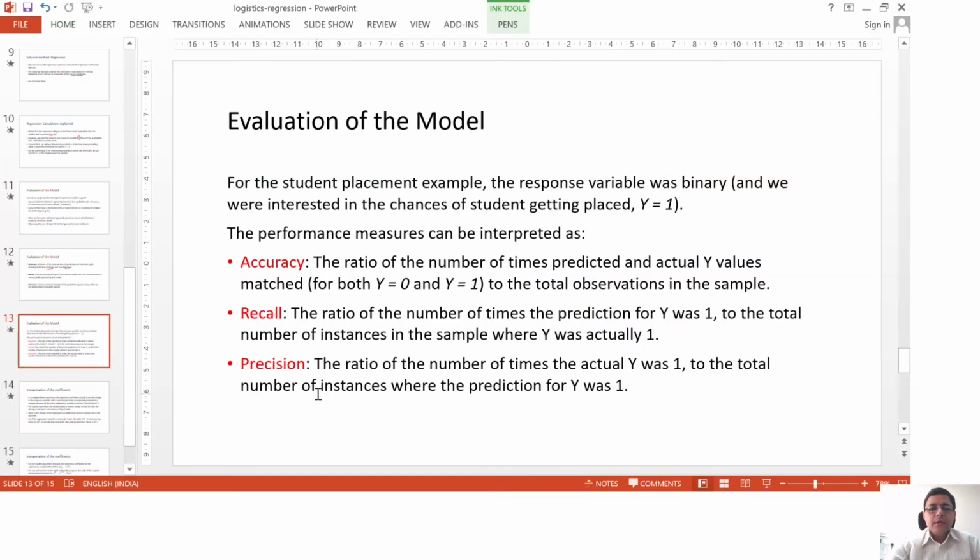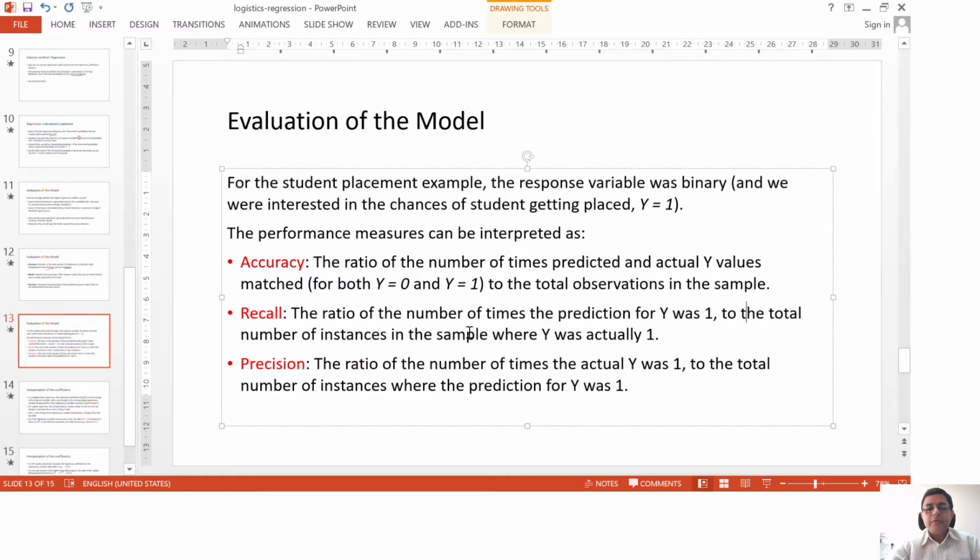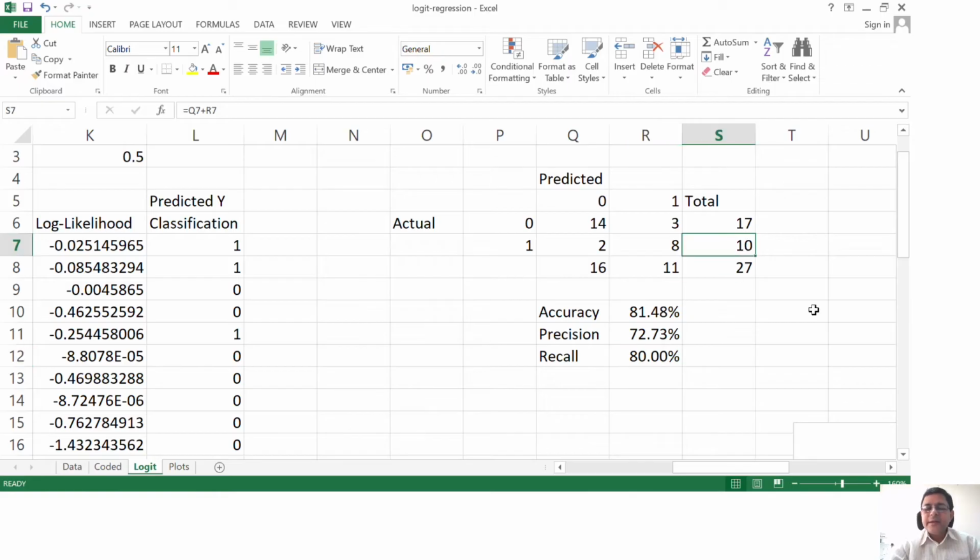What was recall? First of all, let us get the denominator. It is the total number of instances where the sample value actually said y is observed to be 1. So where am I looking? I am looking at this value. 10 times in the data, y was actually 1. How many times was I able to recall that? 8 times my prediction was y will be equal to 1. Out of those 10, 8 times I correctly captured that. And therefore, my recall is 8 divided by 10.